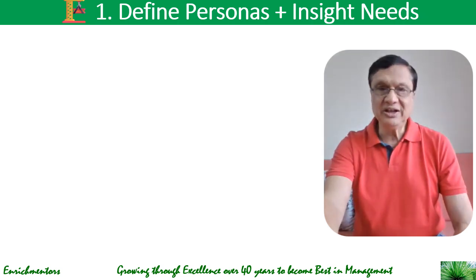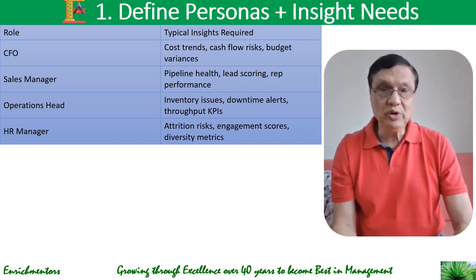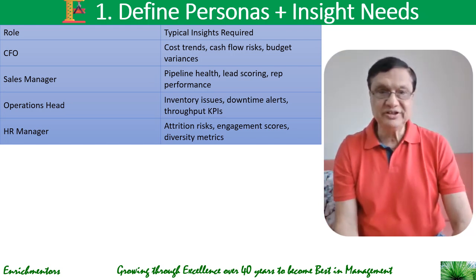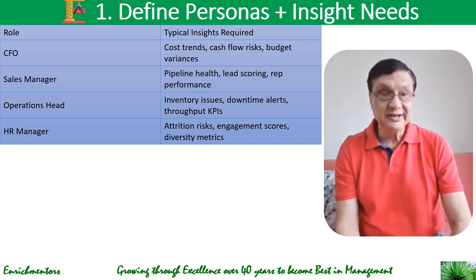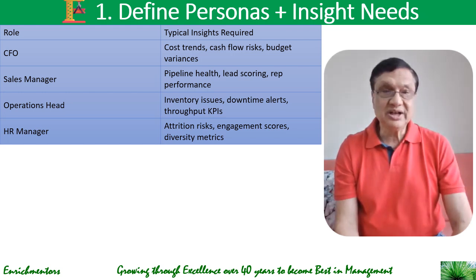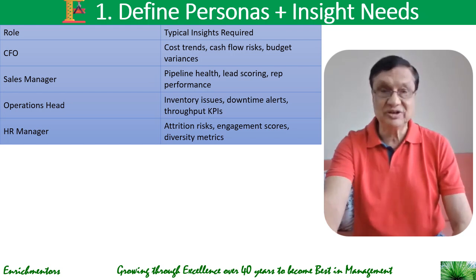So you need to begin by defining the personas and the insights needed. Now, what are some of them? For a CFO role, a typical insight required would be cost trends, cash flow risks, budget variances. For a sales manager, it could be pipeline health, customer pipeline health, lead scoring, representative performance. Then for an operational head, it could be inventory issues, downtime alerts, throughput KPIs, etc. And for an HR manager, it could be attrition risk, engagement scores, and diversity metrics. Now, those are examples of the typical insights that could be required for each of these diverse roles.